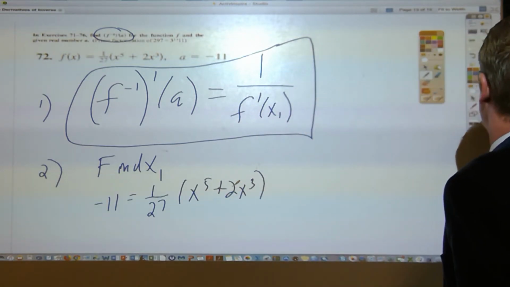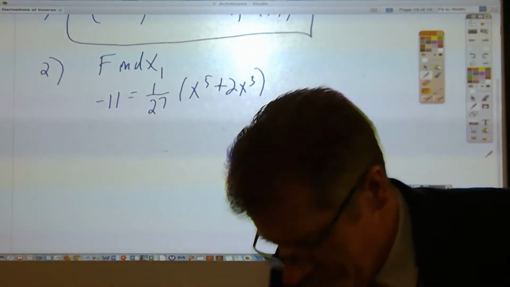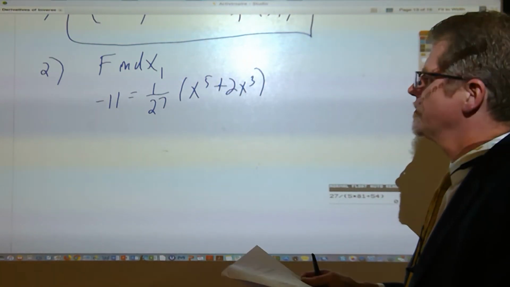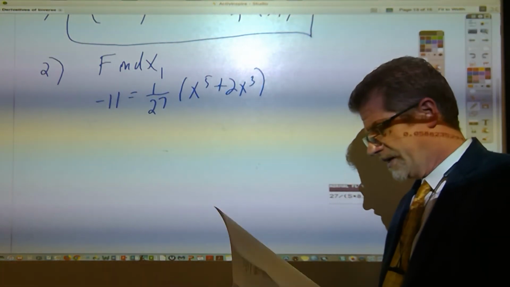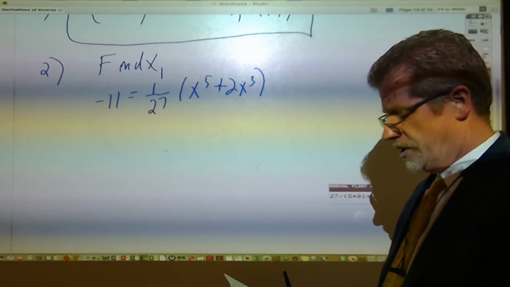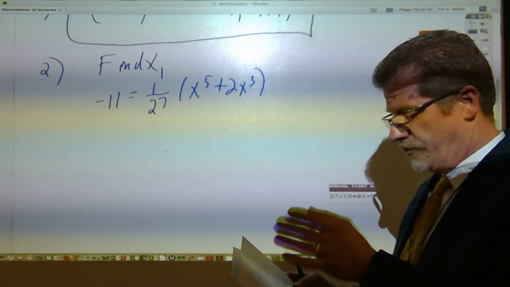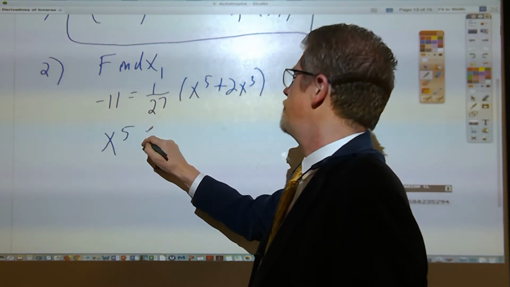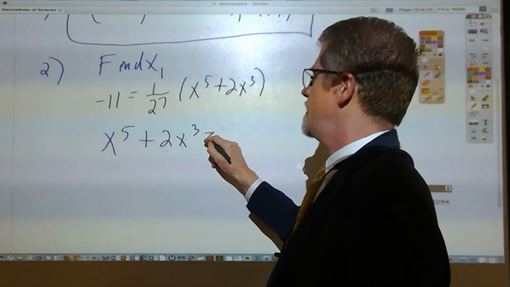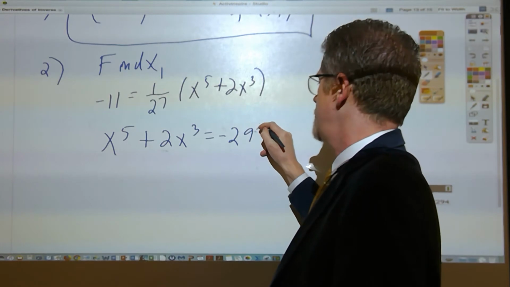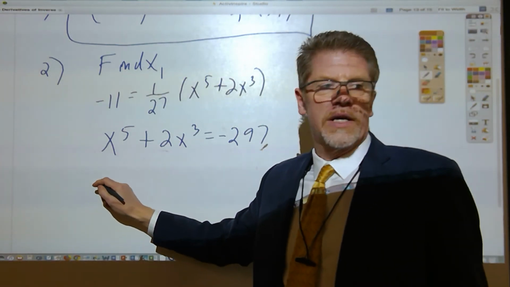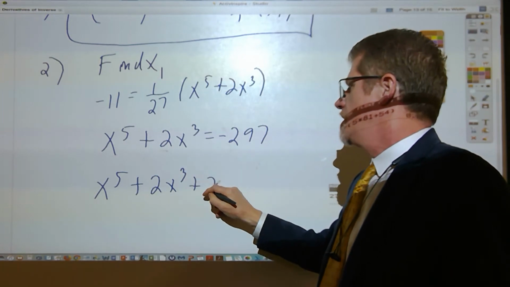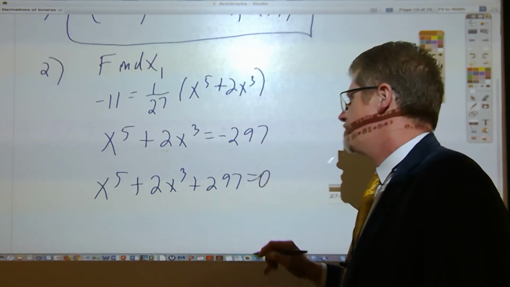Okay, this is a pre-calculus problem. And I don't know if your parents ever told you this, but if you multiply 27 times -11, you get -297. This equation becomes x to the 5th plus 2x cubed equals -297. So we have to solve the equation x to the 5th plus 2x cubed plus 297 equals 0.